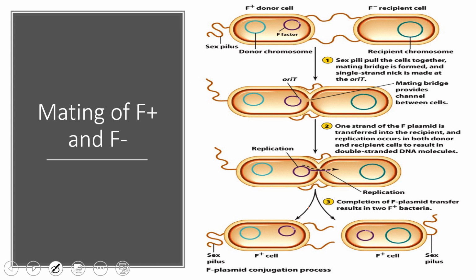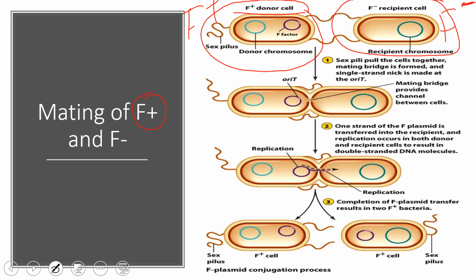First I will discuss the mating of F plus and F minus. You are very clear about F plus: it means the bacteria which have the F factor or F plasmid. In the diagram, this is the F plus, the male bacteria and the donor cell. The next is the recipient cell, which is the F minus cell, also called the female cell.